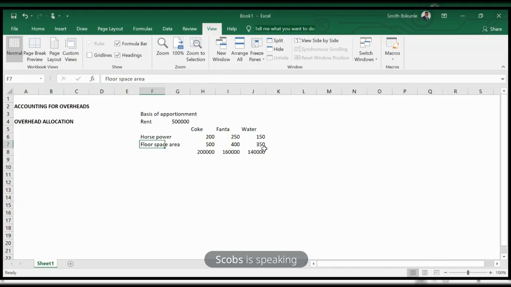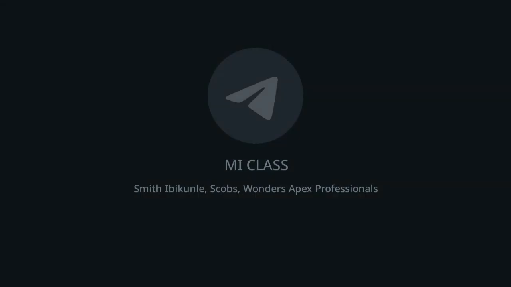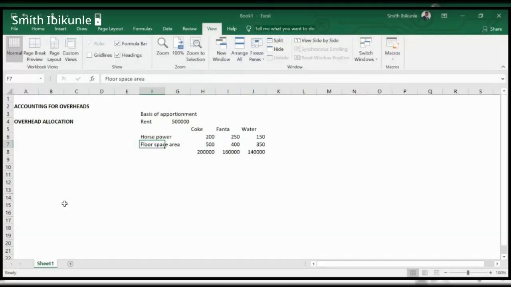So the last one is overhead absorption. We will not go into that today. Let's just focus on overhead allocation and apportionment. So let's write. Okay, so let's put a few things down. So overhead allocation now.